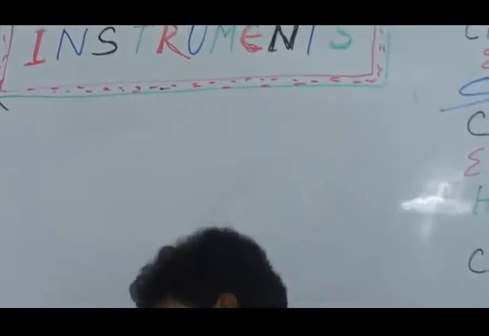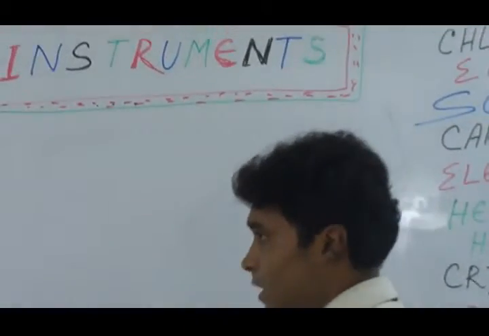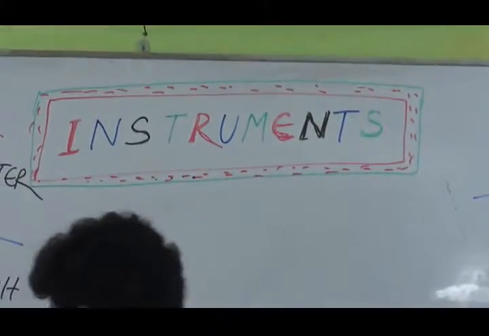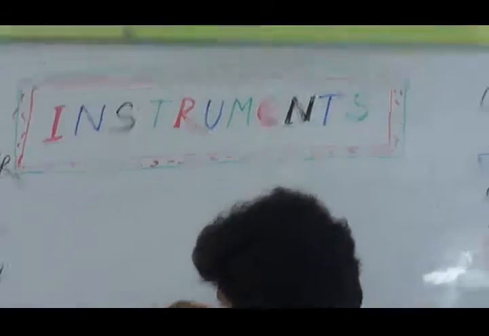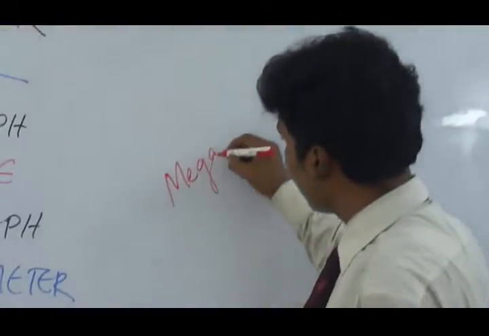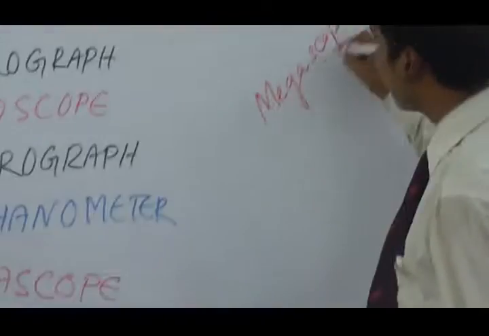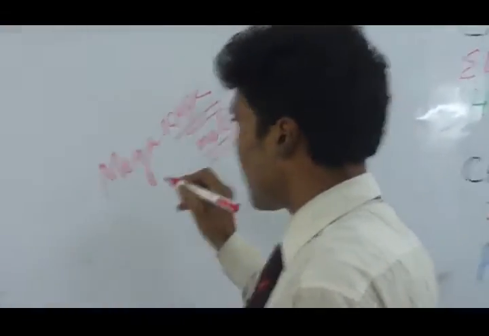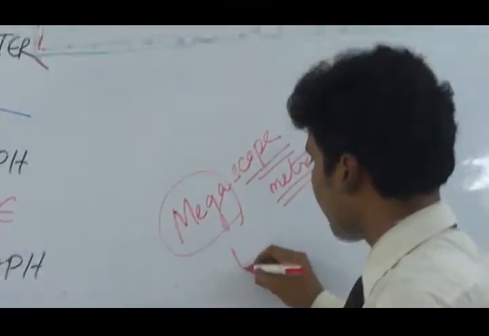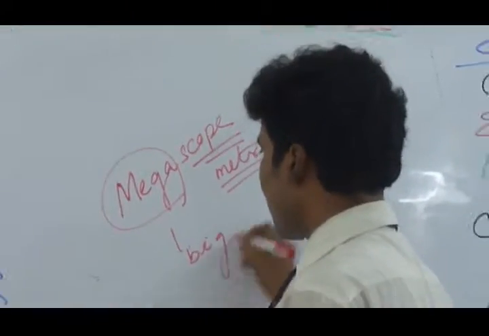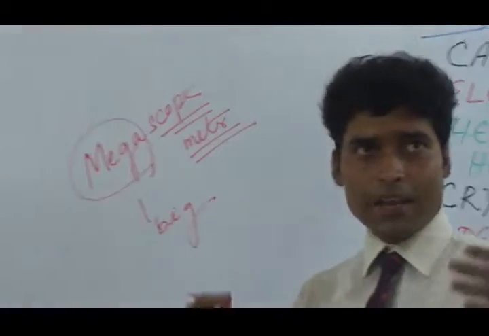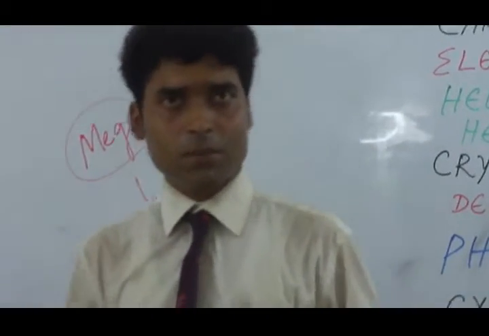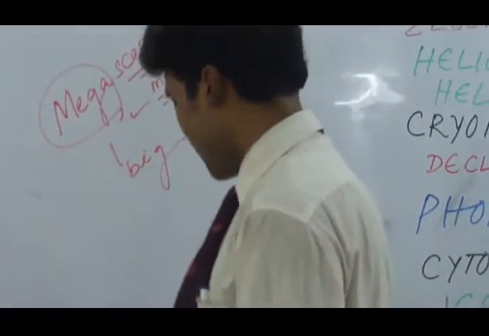Nothing else. Another thing we will discuss right now that is very important: megascope. Scope means also a meter, used for counting something. So mega means big, right? Something bigger, like weight, or any item, is measured by your megascope, right?